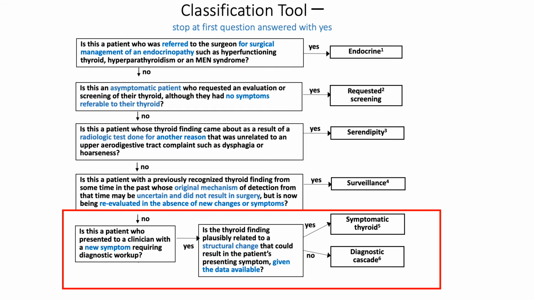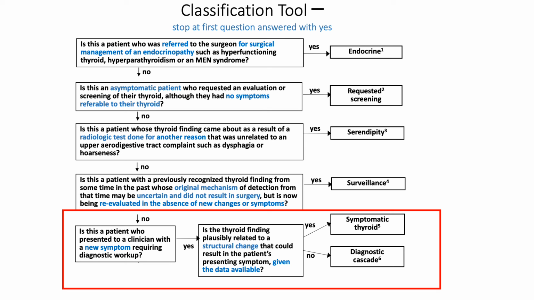The next 2 categories refer to a patient who presents to a clinician with new symptoms requiring diagnostic workup. If the thyroid finding is plausibly related to a structural change that could result in the patient's presenting symptoms given the data available, then they are classified as symptomatic thyroid. Some examples include a patient complaining of a change in speaking, breathing, or swallowing, a tightness in their neck, or they self-discovered a lump in their neck that they brought to the attention of their primary care provider.